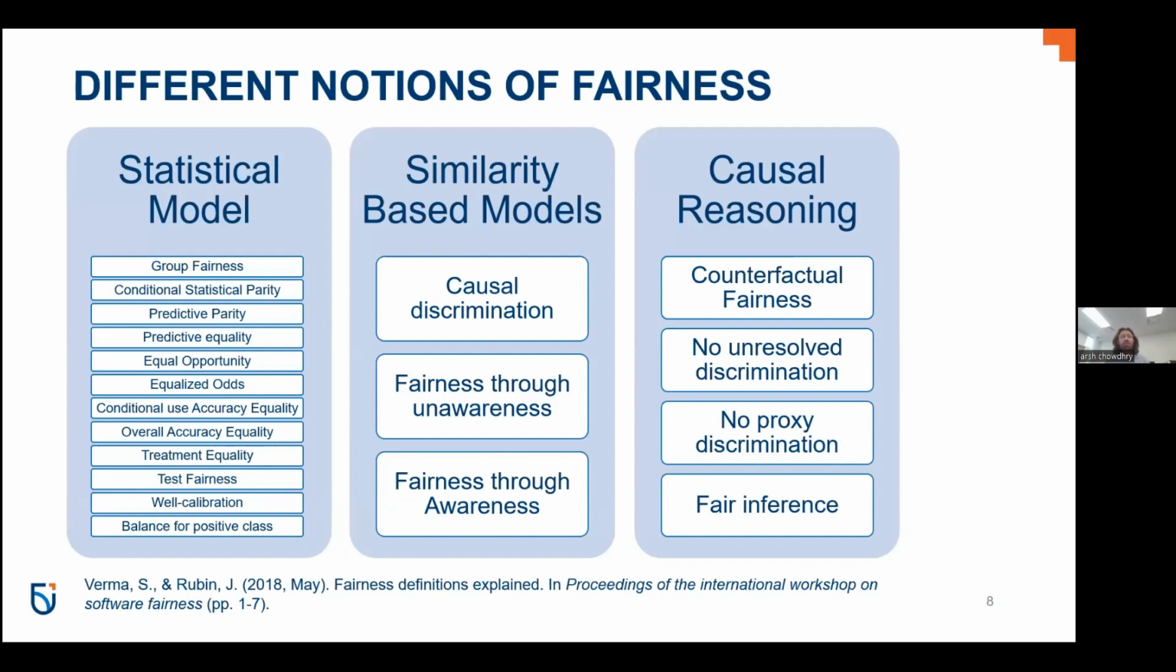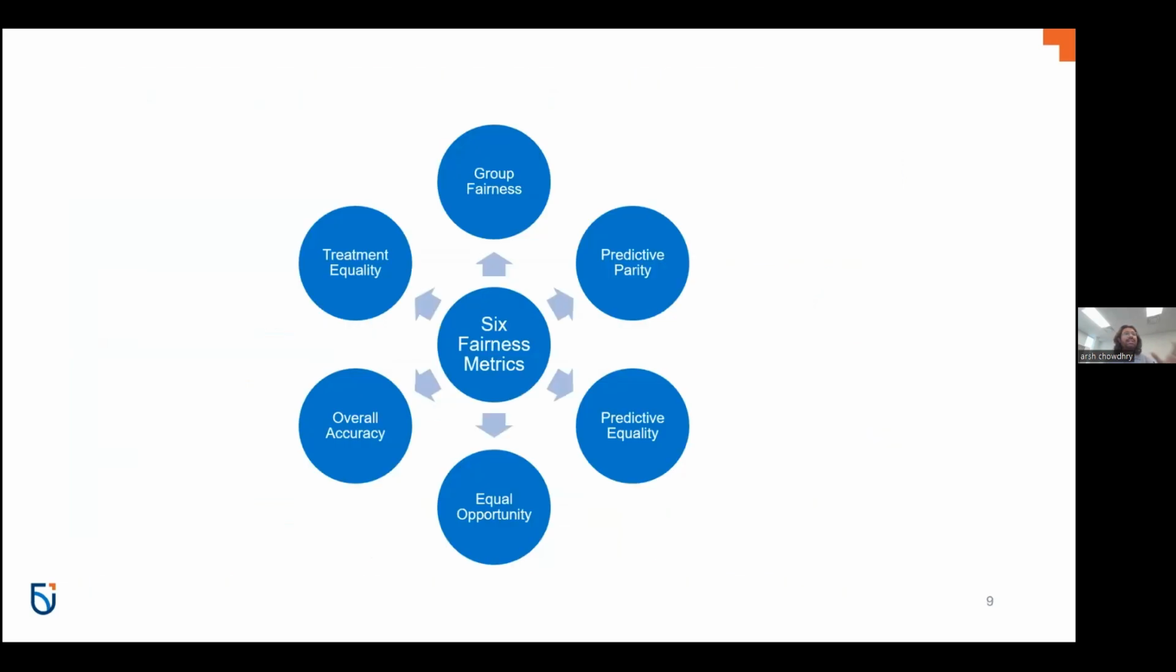Statistical models can be proved through probabilities and the confusion matrix, but similarity-based models and causal reasonings are more intuitive definitions. Like if we take fairness through unawareness, this definition takes no sensitive attribute during the decision-making process, but this can introduce bias somehow through proxy variables. For our research, we have concentrated on the statistical models, and among these, we have concentrated on six definitions of fairness: group fairness, predictive parity, predictive equality, equal opportunity, overall accuracy, and treatment equality.